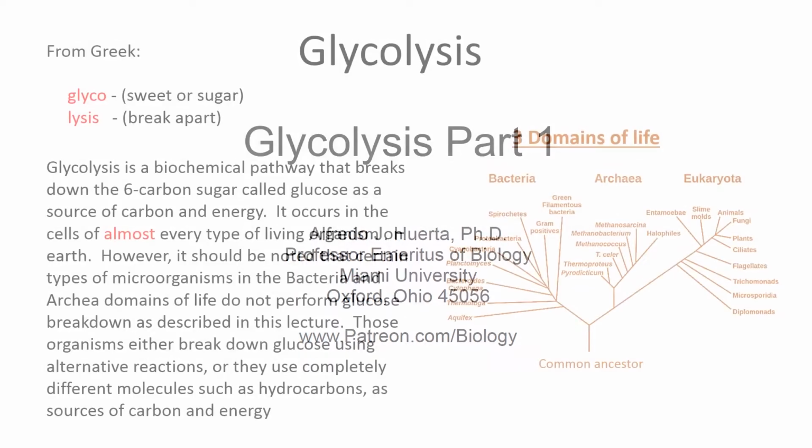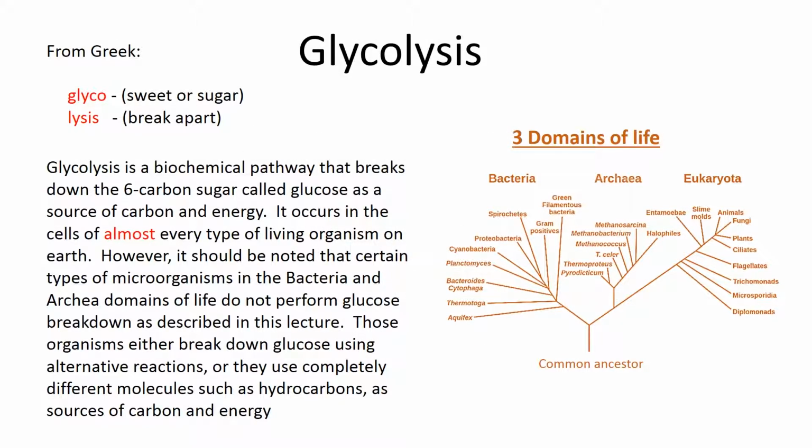Glycolysis comes from the Greek glyco, which means sweet or sugar, and lysis, which means to break apart. Glycolysis is a biochemical pathway that breaks down the 6-carbon sugar called glucose as a source of carbon and energy. It occurs in almost every type of living organism that we know of. Let me explain that a little better.